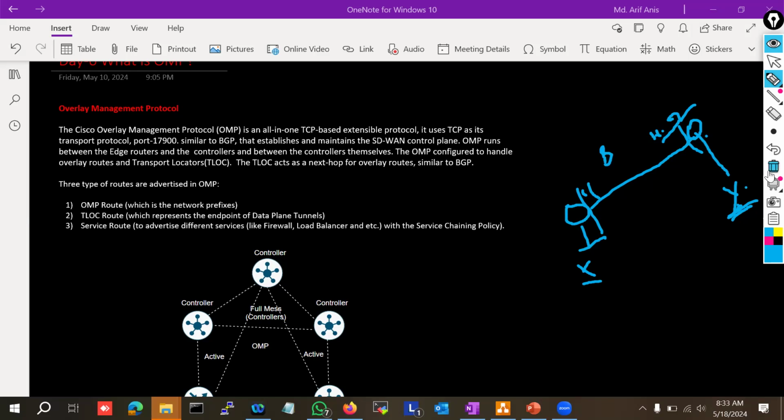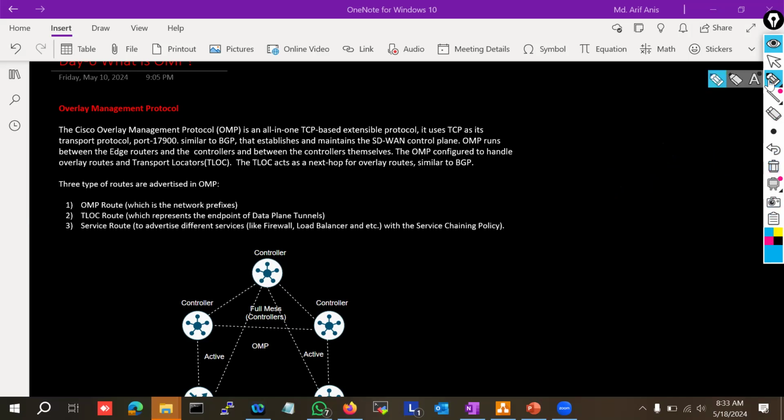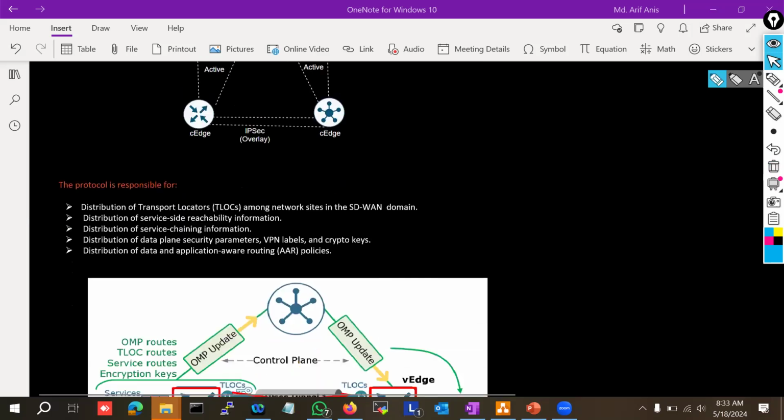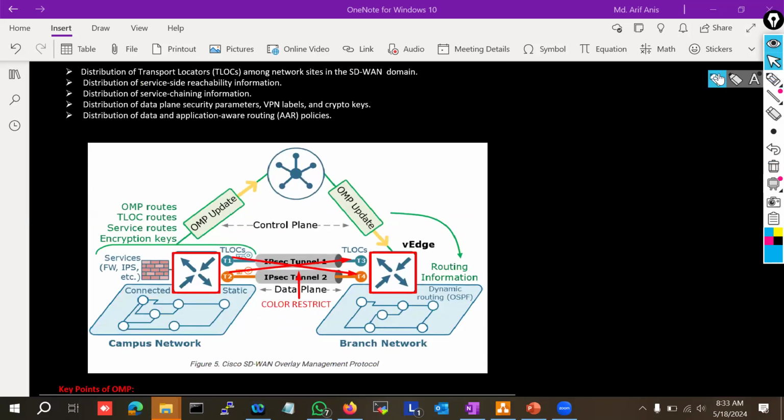Likewise in SD-WAN, if you send this subnet, it has to go down here. This is the diagram which I found on the internet, so I attached it here.